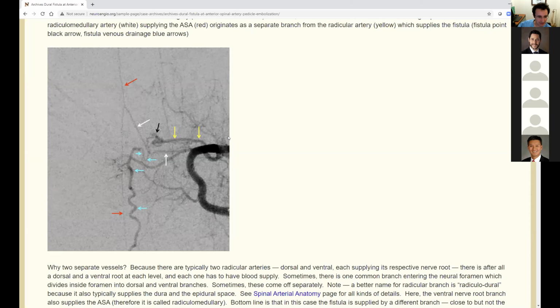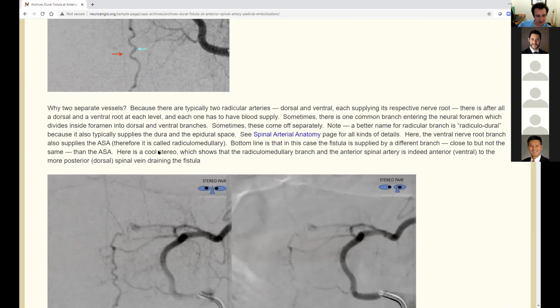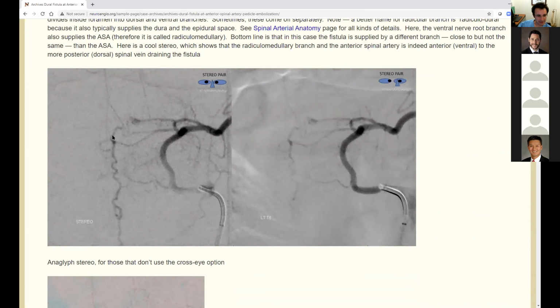a Dyna, and you discover that it looks like the radiculomedullary supply from this branch, which is the branch of the ventral nerve root, is different from the supply to the fistula, which seems to be coming from this vessel, which is the dorsal nerve root. And so the anatomical variation that we have is this. So here's a stereo of that.